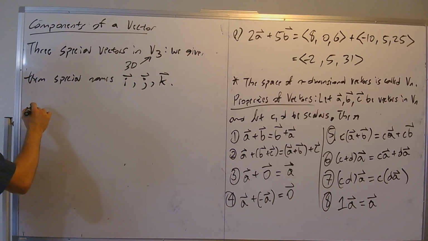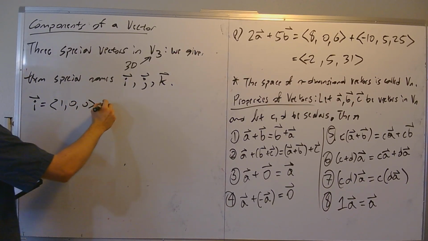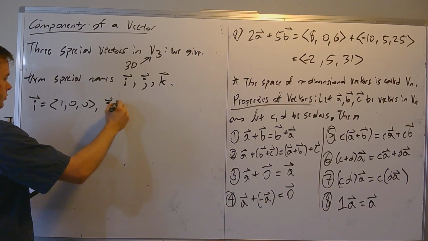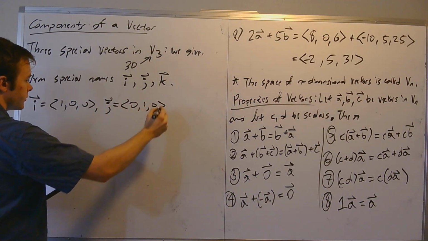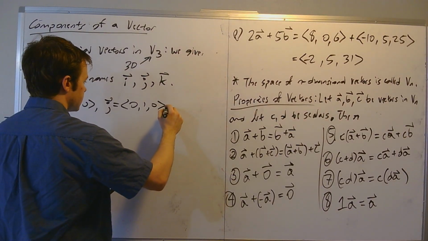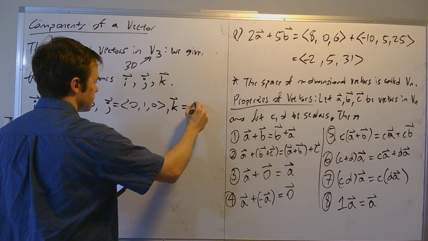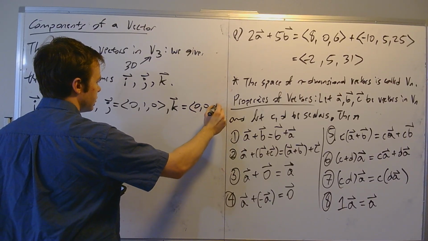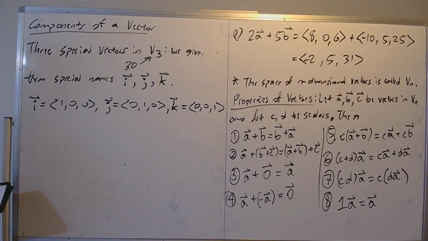And the reason why they're special is that i is going to be equal to the representation 1, 0, 0. j is going to be equal to the representation 0, 1, 0. And k is going to be, as you would guess, the representation 0, 0, 1. Right, so if we're talking about these three special vectors, they actually have names.